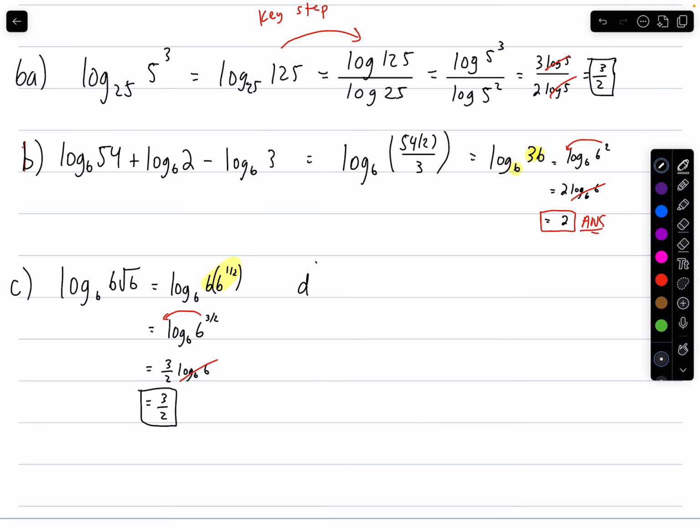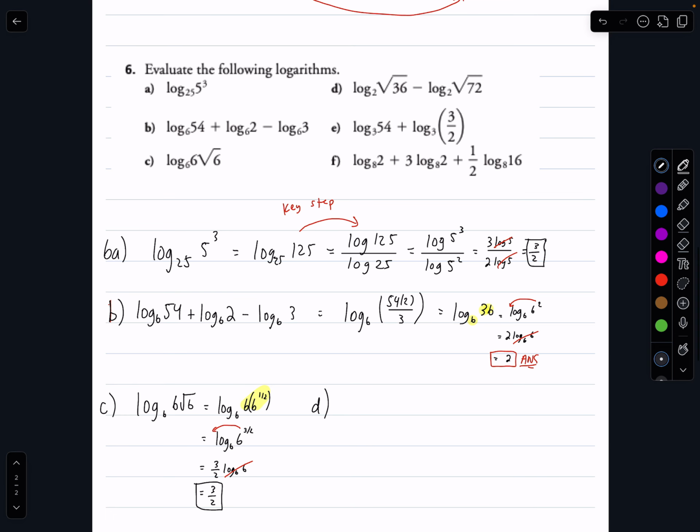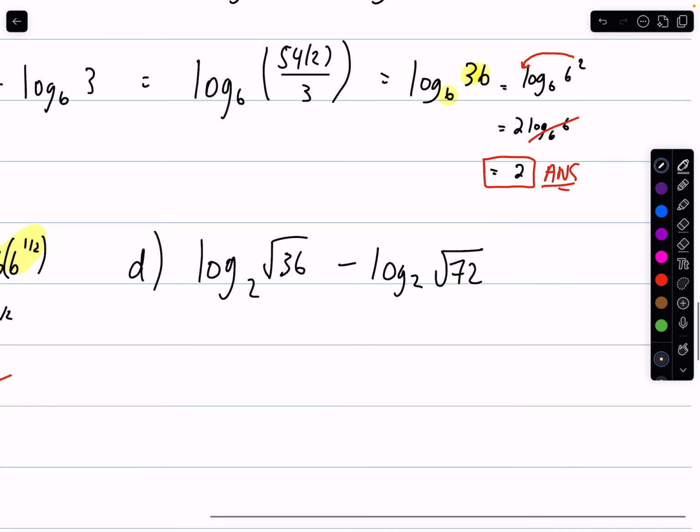Let's look at D. Log 2 root 36 minus log 2 root 72. So this one's also interesting, right? Because they're being subtracted, I can change this to root 36 over root 72.